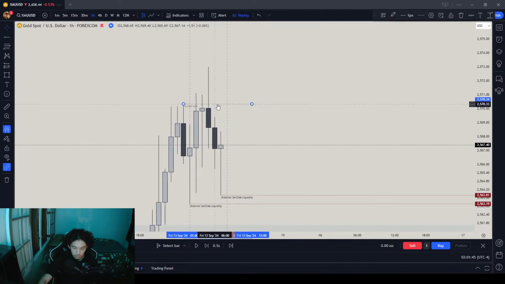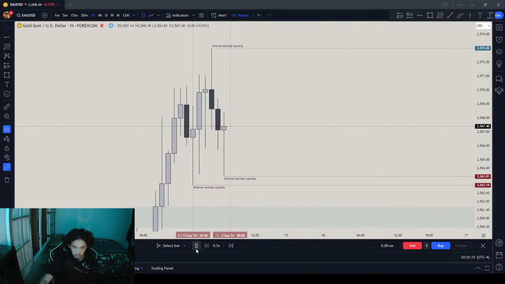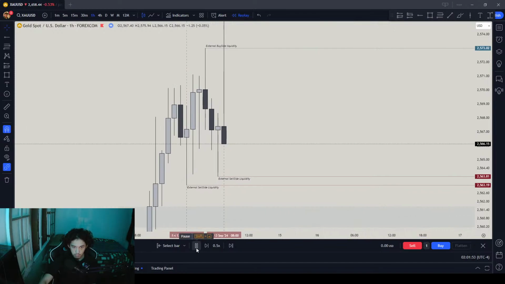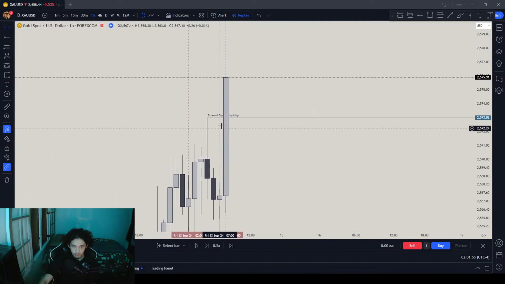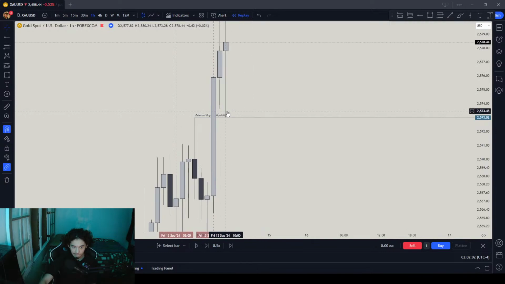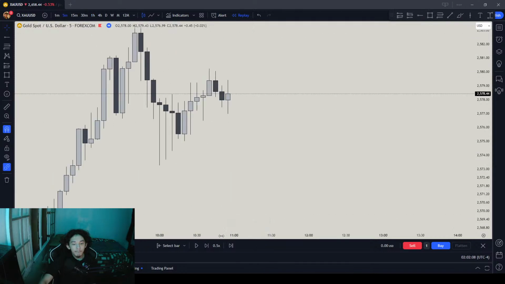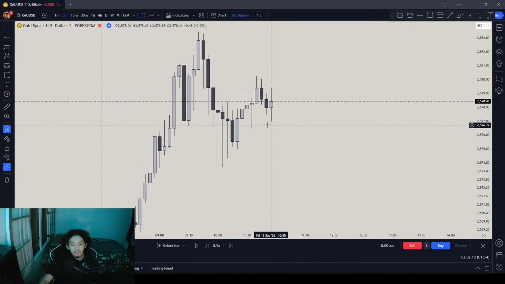Go to long too. Go for this internal. Check out this liquidity. Okay, did it give us any setup afterward? No setup.